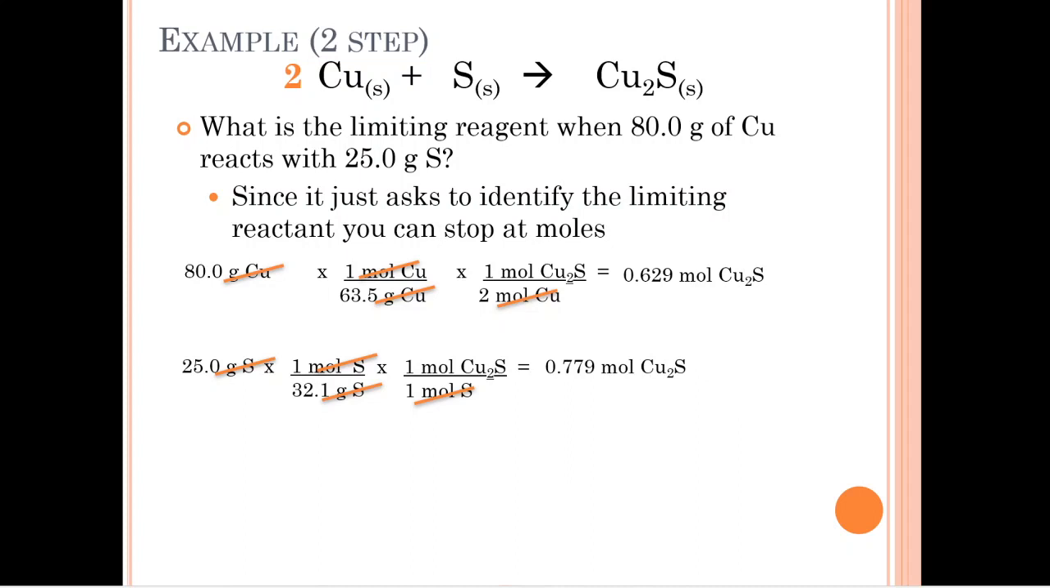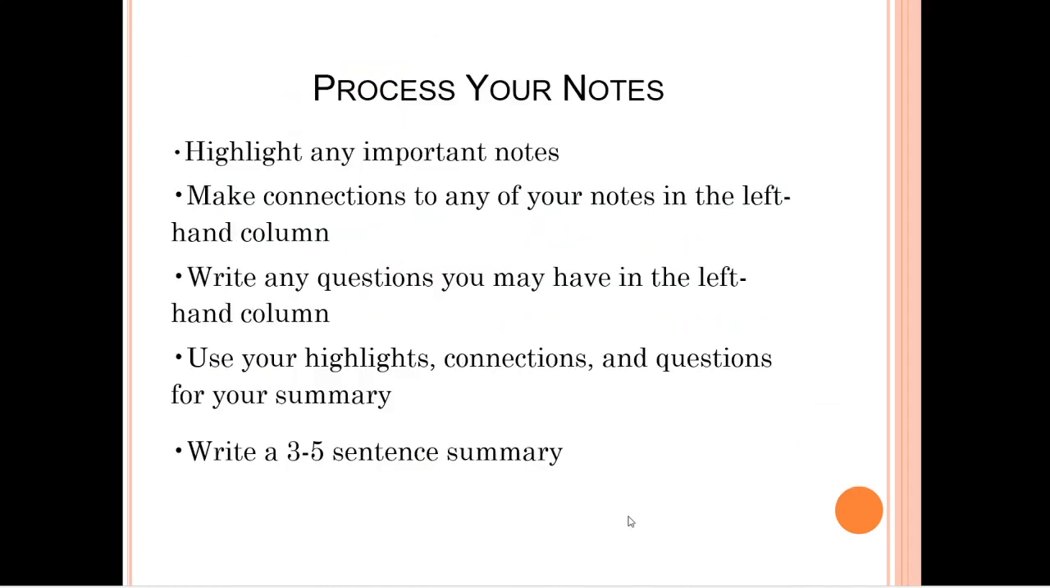Then I will look at them. Now that they're both in moles, I can compare them. Which one makes the least amount of product, which means which number is lower? 0.629 is lower than 0.779. So that one is my limiting reactant.